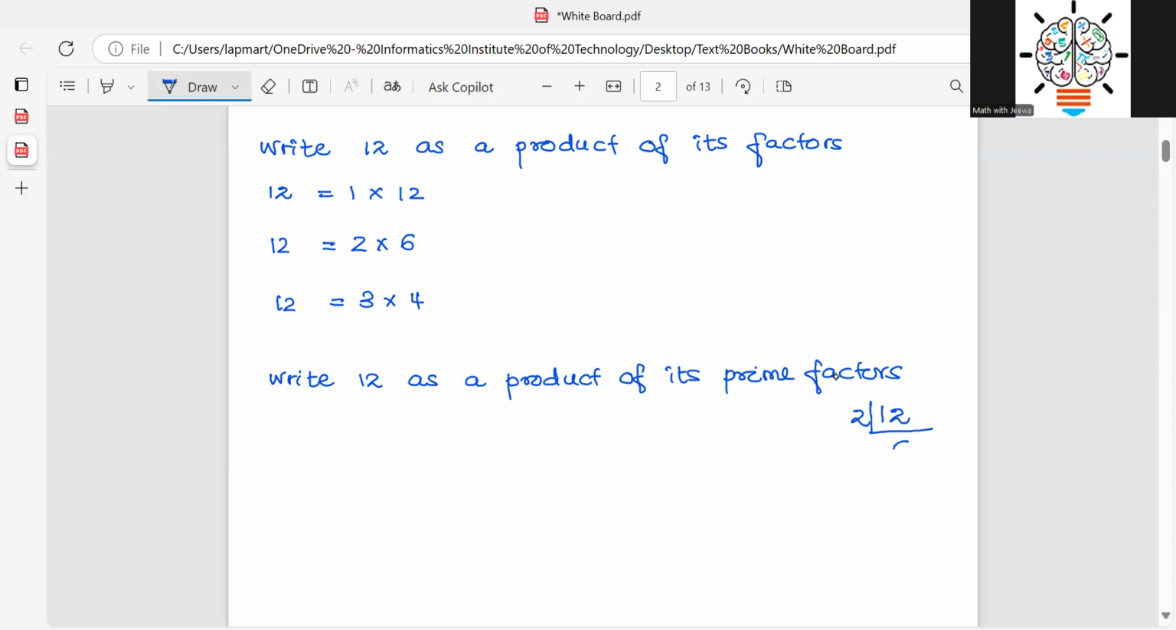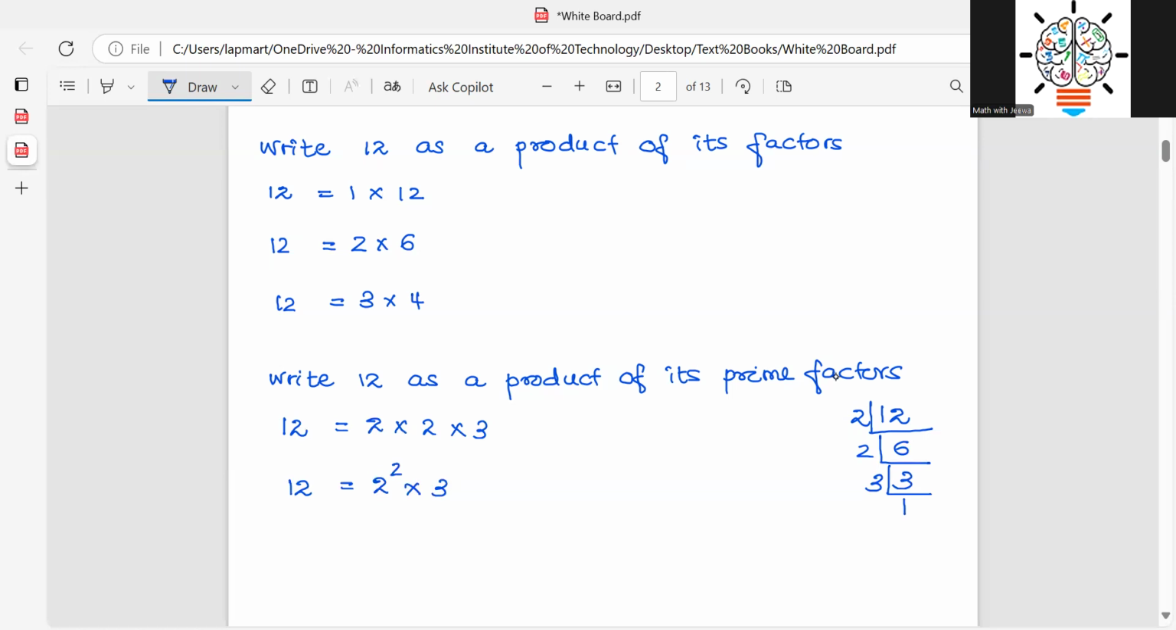So this becomes 6. Again, I can divide this by 2. Then this becomes 3. So then I can't divide this by 2. Therefore, I divide this by 3 and get 1. Then this time I write 12 as what? 2 times 2 times 3. The students who are good at indices would write 2 to the power 2, times 3.